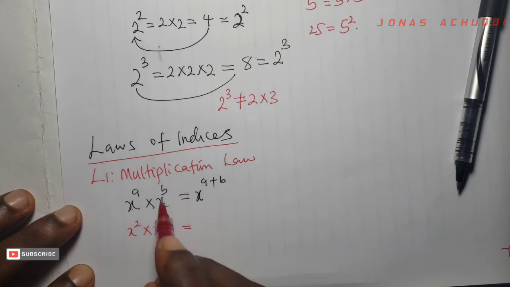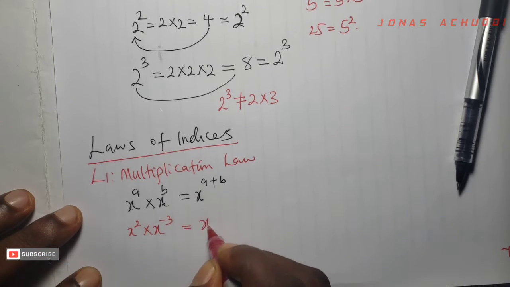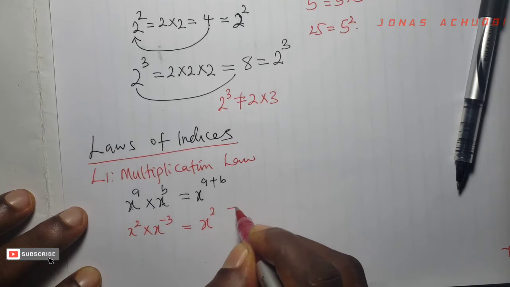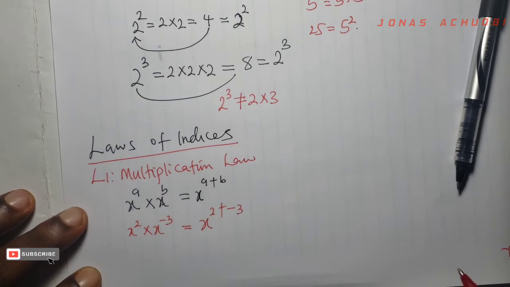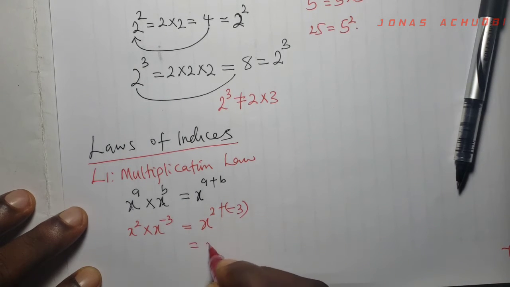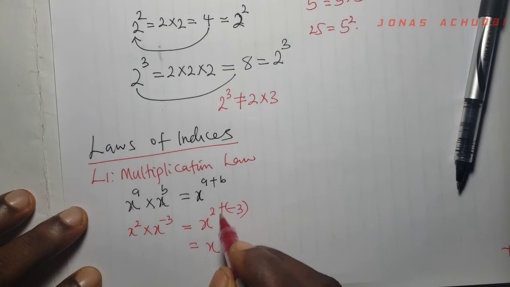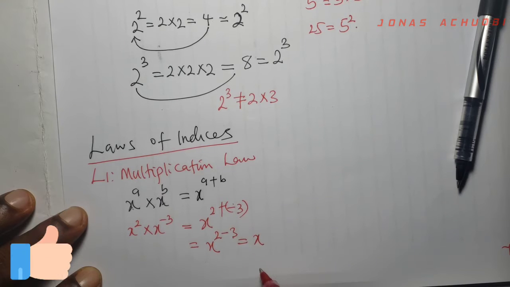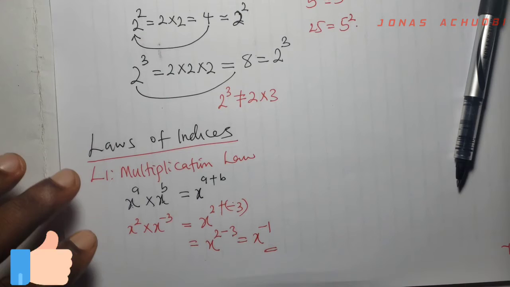Since this happens by this law of indices, we can take out the base x, and the first power there is 2, the second power is minus 3, and then we add them up. So that becomes 2 plus minus 3, and that is nothing but x raised to the power 2 plus times minus is minus 3, and that gives us x raised to the power 2 minus 3 is minus 1. That's the first law of indices.